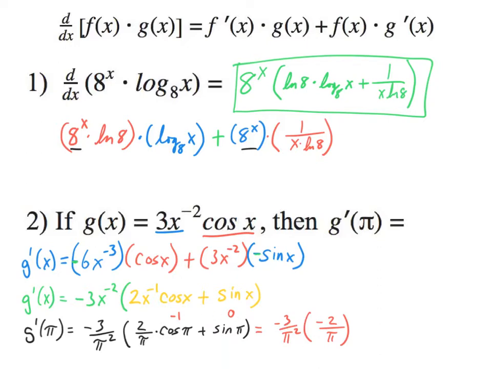So now can you multiply tops and bottoms? My final answer for this looks like -3 times -2 is +6, and pi squared times pi is pi cubed. So my answer to this problem is 6 over pi cubed. And that would be the slope of this function at pi.